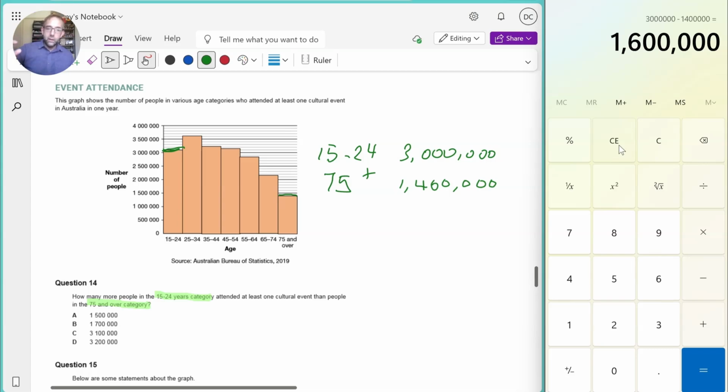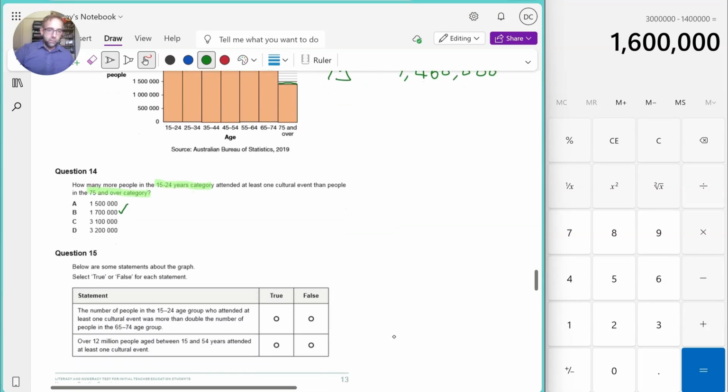So what we do now is we consider the fact that we said, well, if it was perfectly on the line, this would have been 1.5 million, and my answer would have been A. But the fact that it wasn't perfectly on the line means that this must be correct, okay? 1,700,000. So we use an estimate in there, and we use the fact that because it wasn't perfectly on the line of 1.5 million for 75 plus, option A could not be the answer.